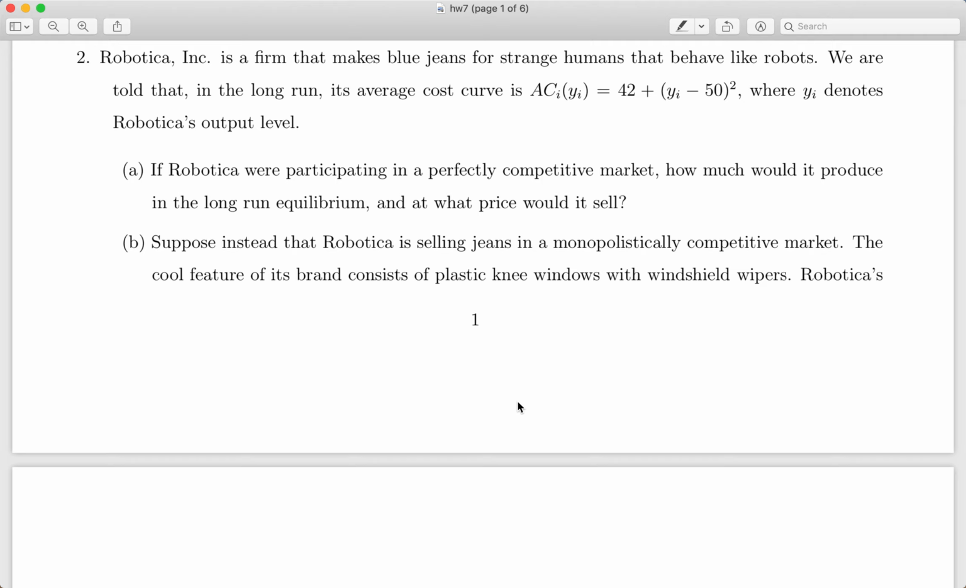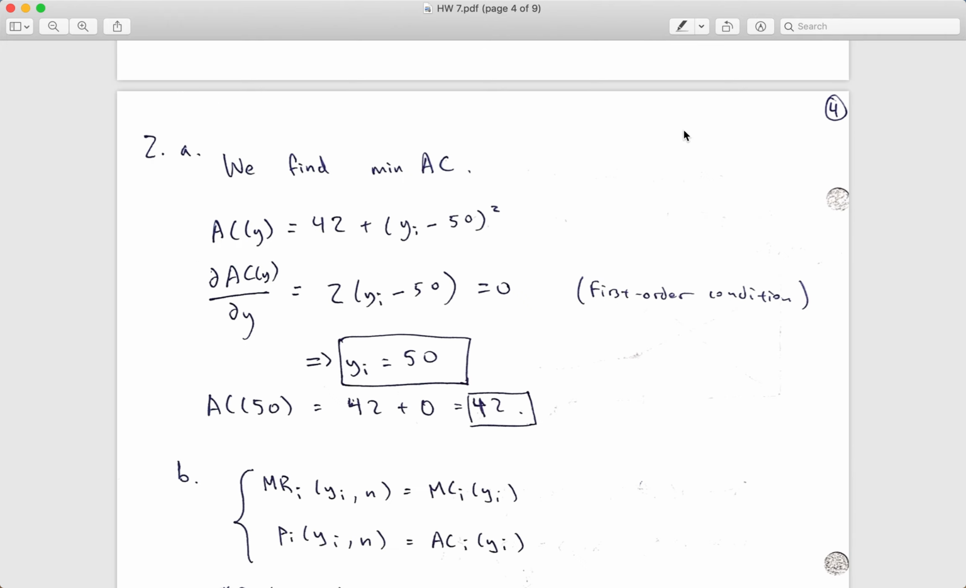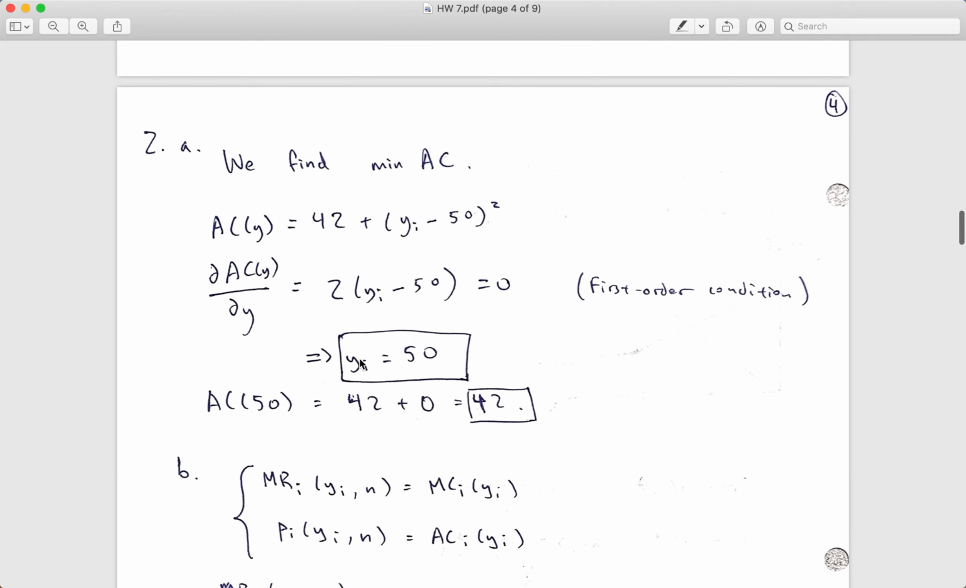So now we're asked about perfect competition, which is something we know a lot about. Basically, the price is always going to be the minimum of the average cost, and so it's straightforward to compute the minimum of the average cost by taking the first derivative and setting it equal to 0. If you do that, what you'll get is that the ideal amount to produce is 50, and the average cost there is going to be 42.